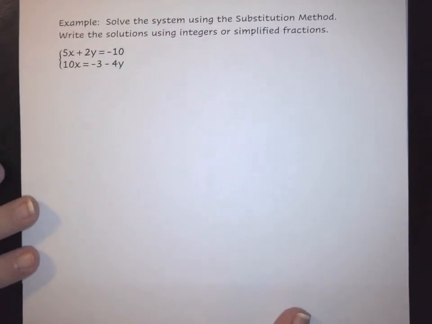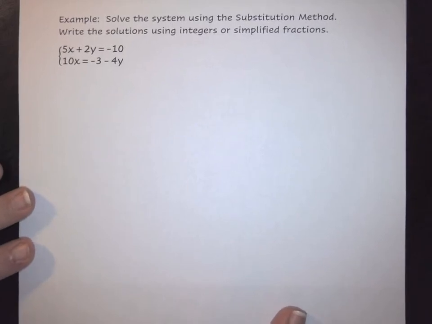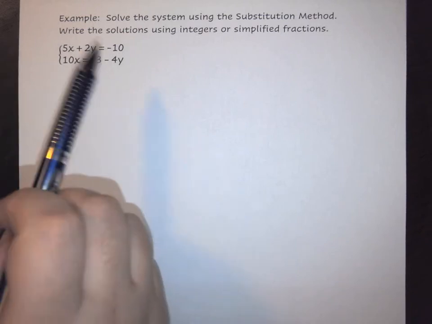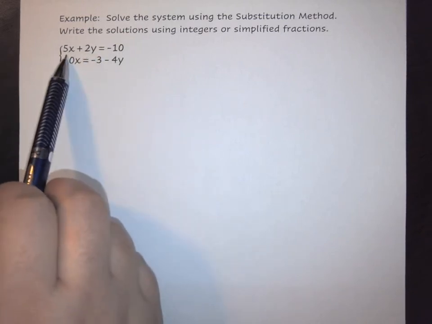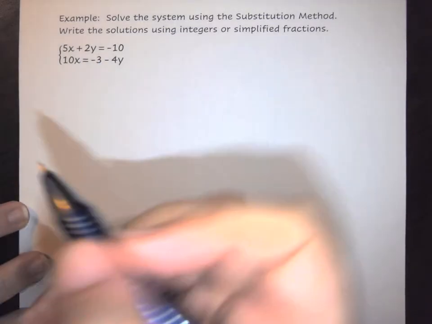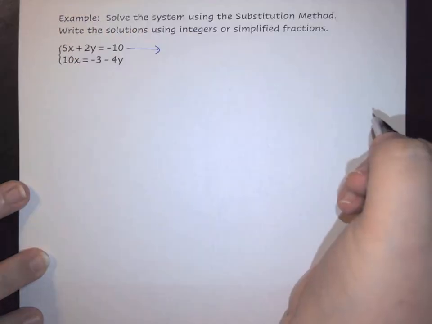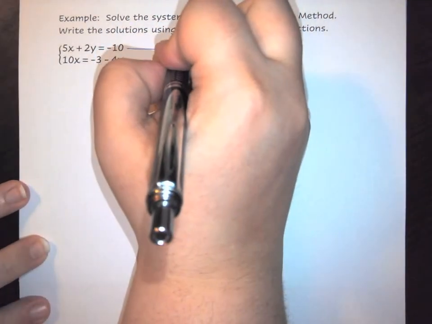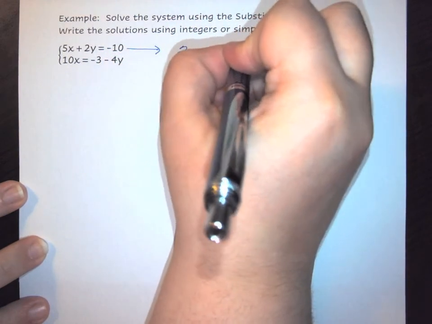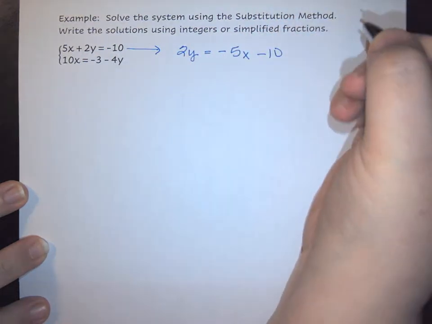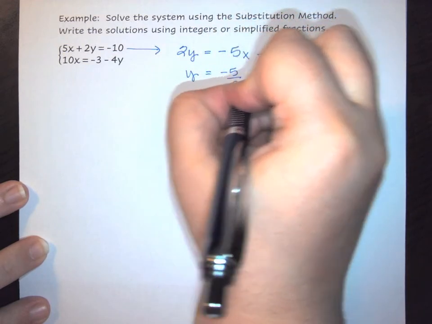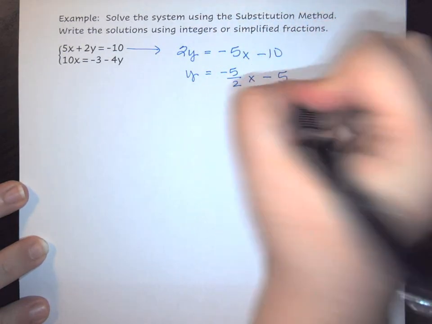Let's try one more just to make sure that we have full understanding. So again, we are going to look for an equation that we can easily solve. Now, in both of these, if you notice, my x's and y's in both equations have coefficients. So in this case, you're just going to pick one. So let's pick my top equation. So I'm going to solve for y. So I get that 2y is equal to -5x minus 10. I'm going to divide everything by 2, so y is equal to -5/2 x minus 5.